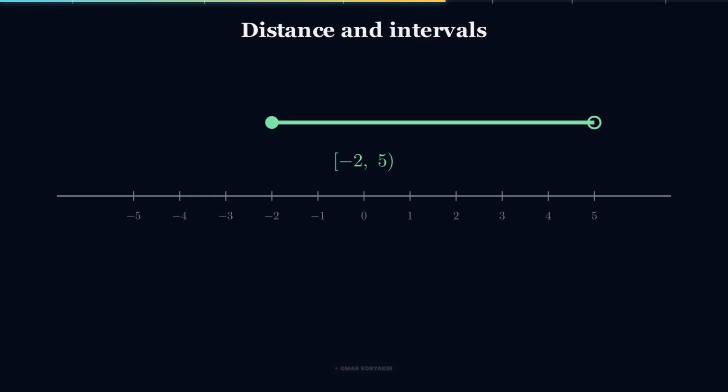Then the half-open interval. The yellow segment fades out, replaced by a green segment with a solid green dot on the left at negative 2 and a hollow green ring on the right at 5. The label reads bracket, negative 2, 5, parenthesis. The left endpoint -2 is included because of the square bracket. The right endpoint 5 is excluded because of the parenthesis. The shape of the bracket on each end is the entire rule.